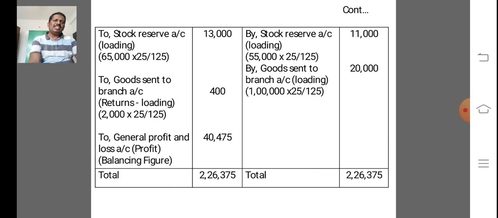So the difference is called general profit. That profit of 40,475 is transferred to general profit and loss account.